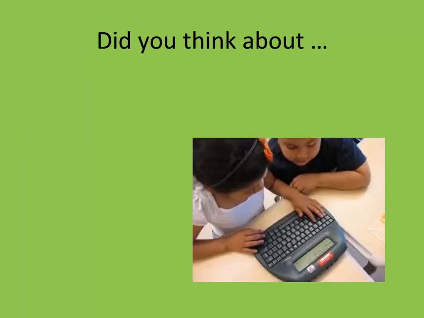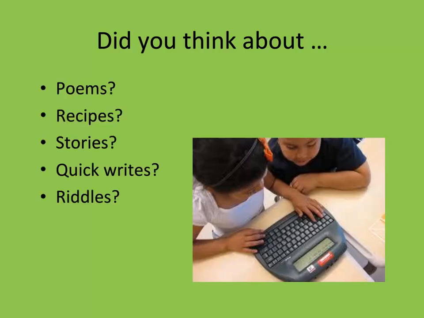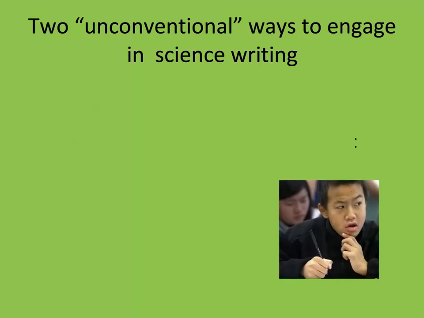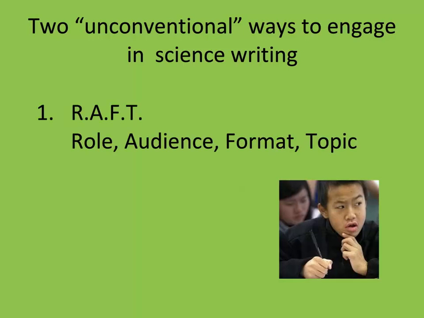We are going to stretch our brains in terms of science writing in this module. When I ask about science writing, did you think of poems, recipes, stories, quick writes, riddles? We are going to look at 2 unconventional ways to engage students in science writing. The first, RAFT: role, audience, format, topic. The second way, generative writing.